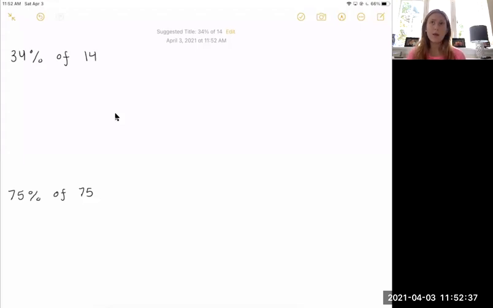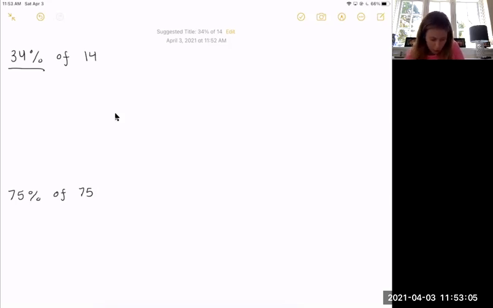The way that I would go about doing this, we can look at the first one that I have. 34% of 14. What you want to do is find a fraction form of the percent. 34% can't just be written as a simple fraction, but I know that 33% is going to be the same thing as 1/3. So I'm just going to estimate. That's all we're trying to do.